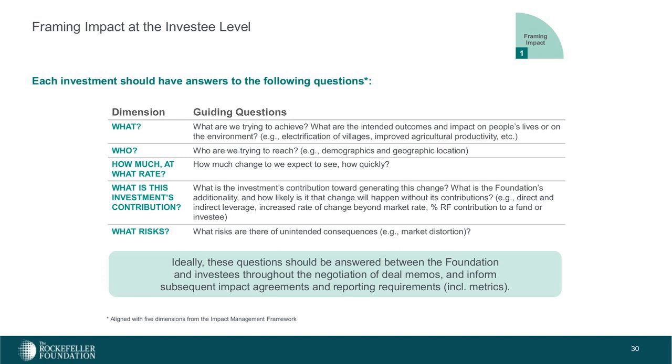And so what we've been thinking in terms of how we manage our impact is to very much take the 5 dimensions of the impact management project, and the 5 dimensions being 5 areas where we're being very explicit about what type of impact we're looking for, who we're trying to impact, how much, and at what rate, and what is our investment's contribution, as well as the risk, and having those very hard conversations early on in our due diligence processes with our impact investing team.